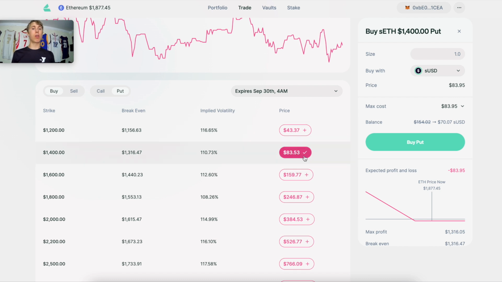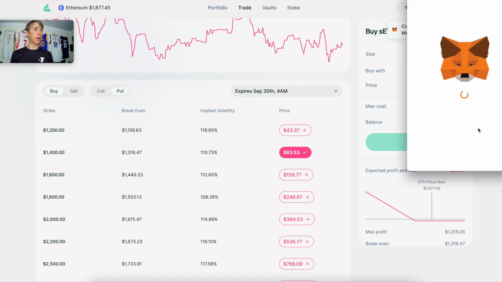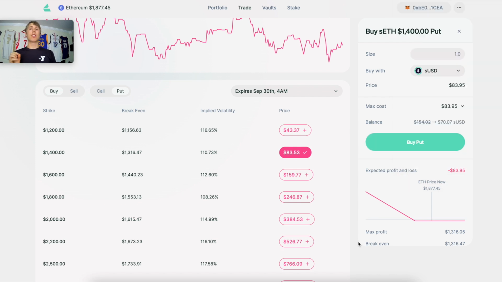And this put would only cost me $83. I would press buy put, and then I would confirm the transaction in my MetaMask in order to execute this transaction. So with this option, the scenario that can happen is if Ethereum goes to $2,500 and I have a put at $1,400, well, I'm just going to go ahead and let it expire because I can sell it for $2,500 instead of $1,400. It was just a waste of the $83 that I paid.